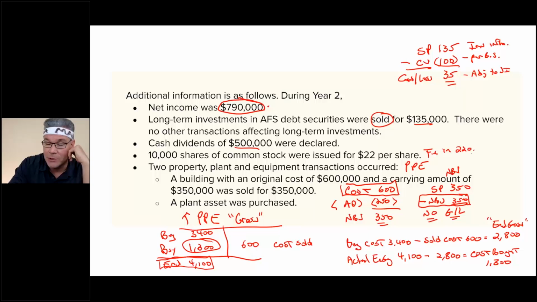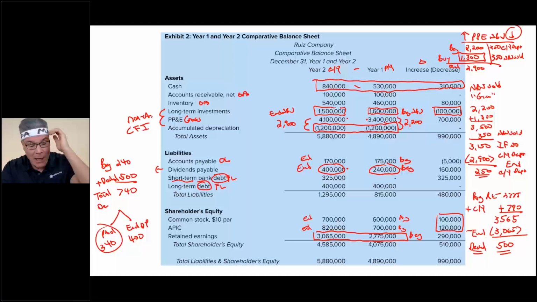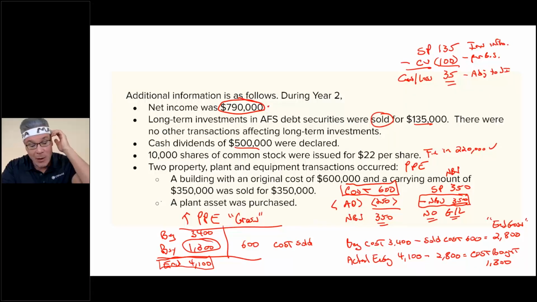Double check, 220,000. We got it. We saw that 220,000. They did that correct. Okay. Let's see. Now the PP&E we took care of. All right. We found our current year depreciation, what have you.